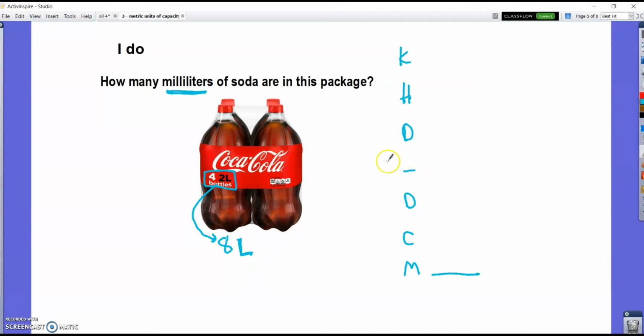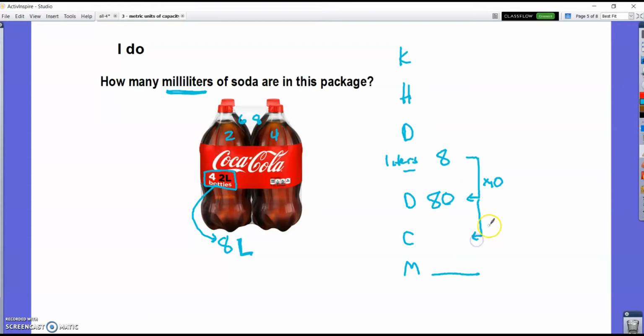So we're going to start up here at the base. Remember, liters are the base. And there are 8 of those in the package. There are 8 liters: 2, 4, 6, 8 liters. 2 in each bottle. All right. So deciliters, which we don't use often, but they're a thing. They exist. 10 deciliters make a liter. So there would be 80 of those in the package.